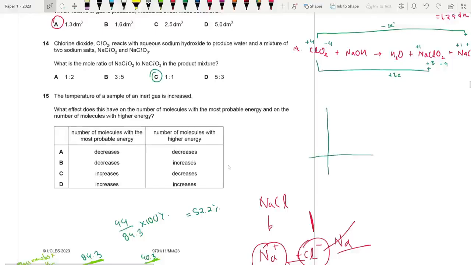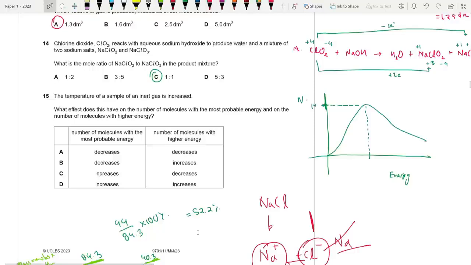So here you go. This is our typical Boltzmann distribution. Now, you guys need to know something: the number of molecules with the most probable energy. On the x-axis we have energy, and on the y-axis we have the number of particles. Okay, so check this. This is the most probable energy, and this is the number of particles having the most probable energy.